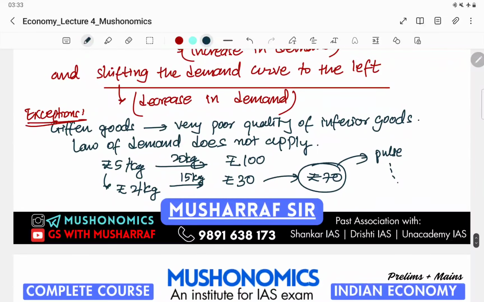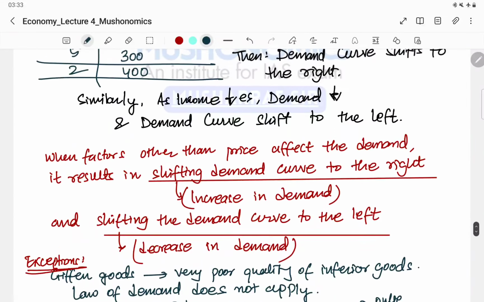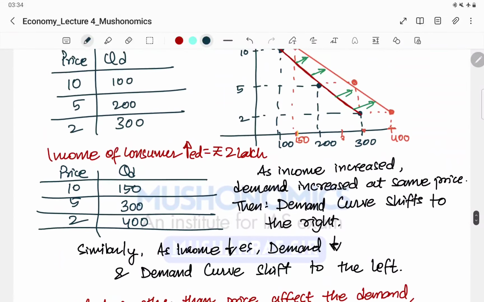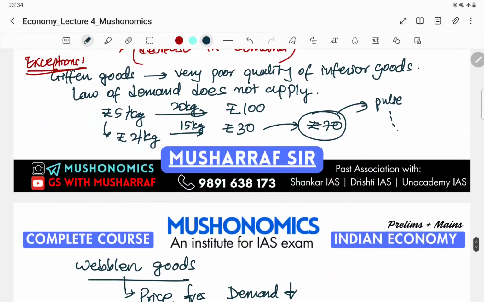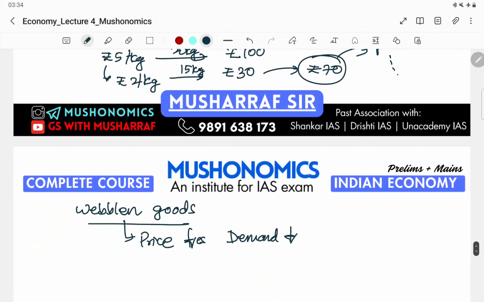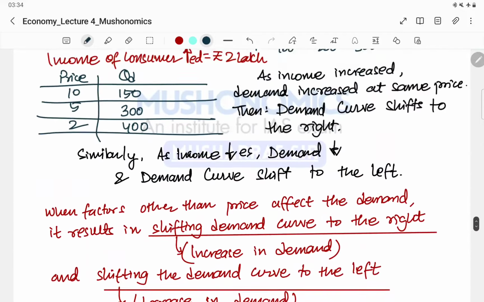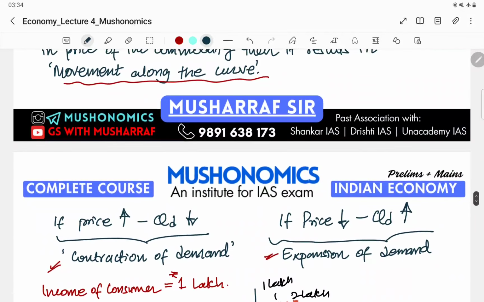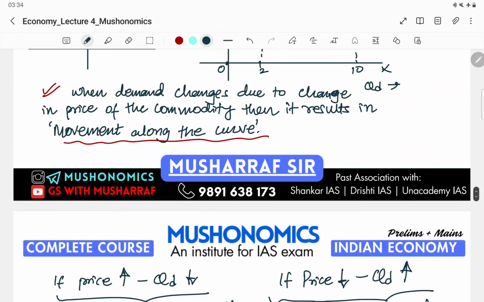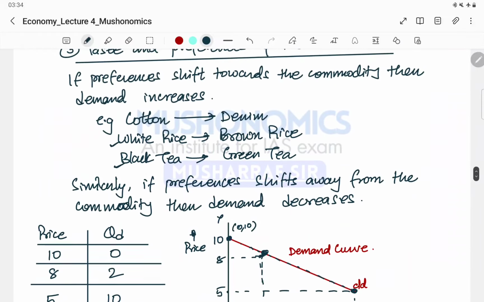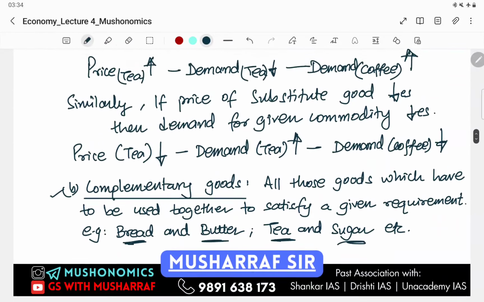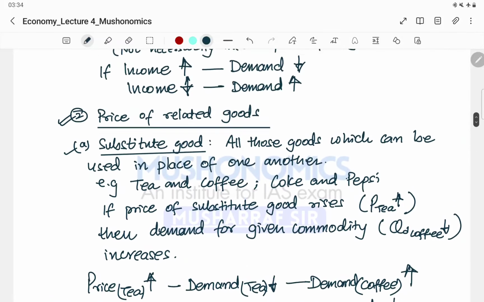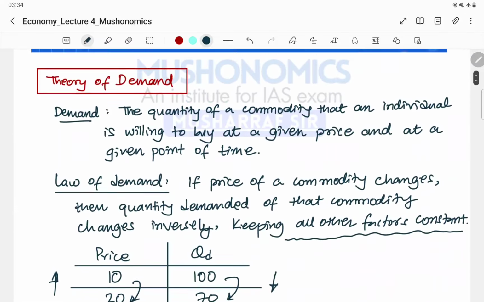So this is what we have discussed about demand. We have to discuss supply also, but the lecture would be of longer duration. So today we will stop here, and in the next class we will be discussing the law of supply and the equilibrium part. Fine. I hope these things are clear.